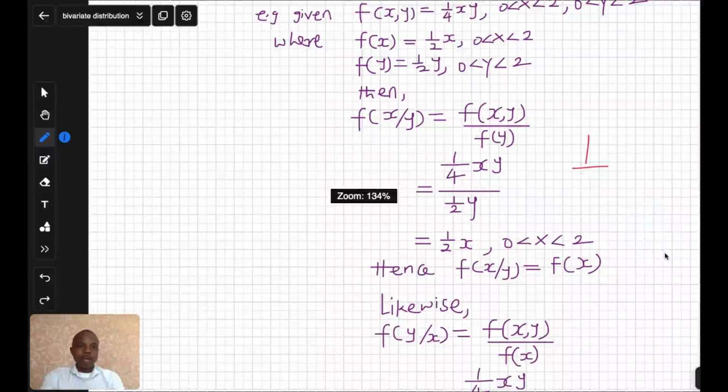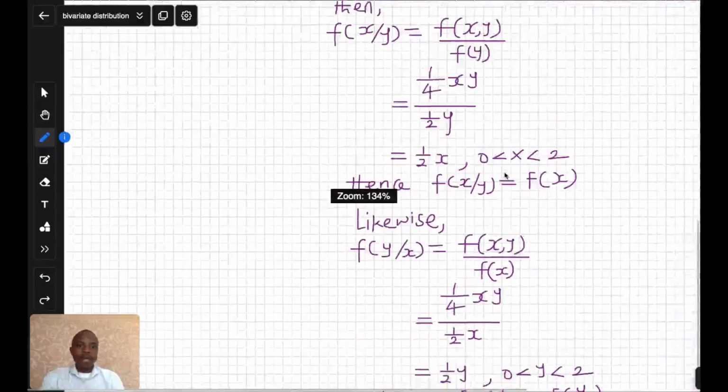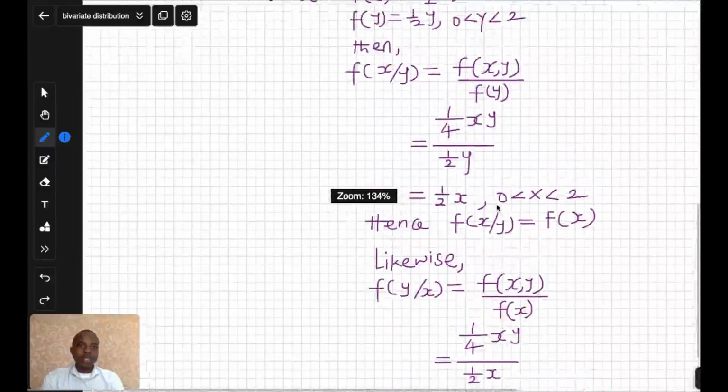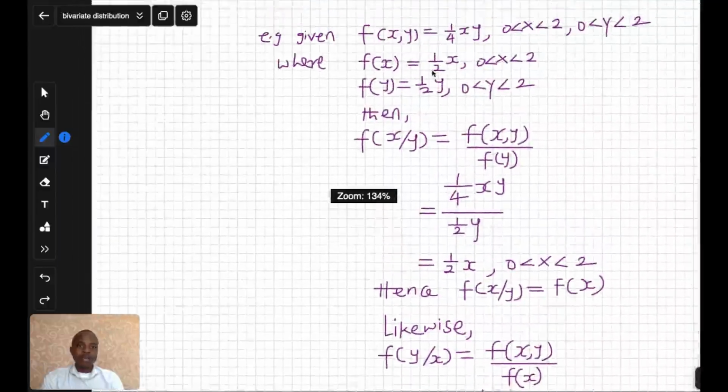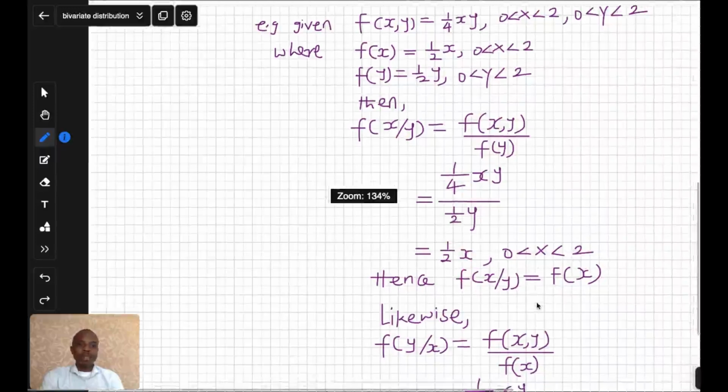All right. Hence, f of x given y is the same thing as f of x. Look at that again. From our question, f of x is 1 over 2 multiplied by x, and f of x given y that we just obtained is also 1 over 2 multiplied by x. And don't forget, the range of x is from 0 to 2, the same thing here. You find out that y is no longer here, so these two are exactly equal. And that's that about the first one.